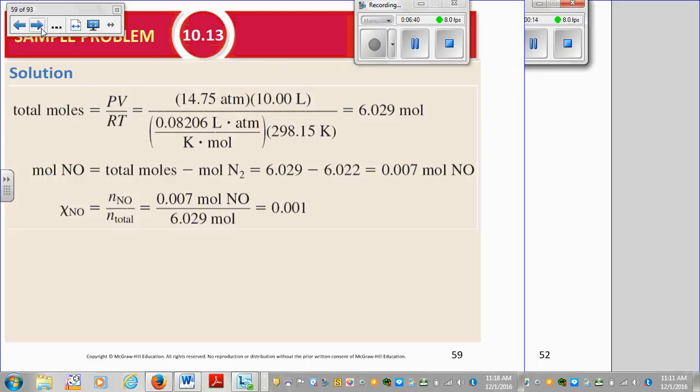Total moles is equal to PV over RT. So we know the total pressure was 14.75 atmospheres. The volume was 10 liters. With RT, we know the total number of moles is 6.029. We know the moles of nitrogen was 6.022. So we subtract that from the total moles to get the moles of NO, 0.007. So the mole fraction of NO is 0.007 divided by 6.029, which is 0.001.